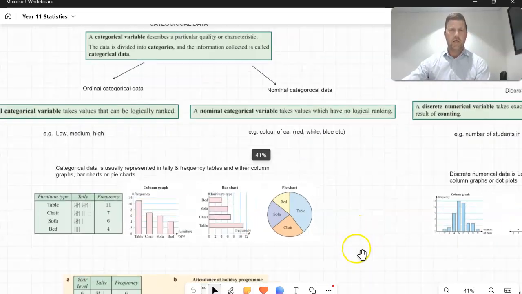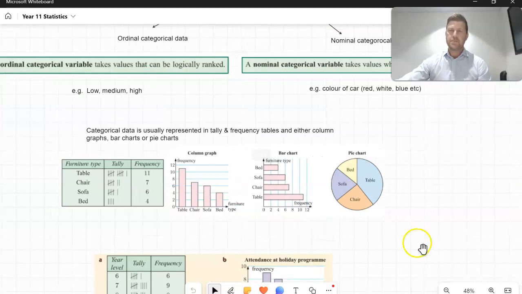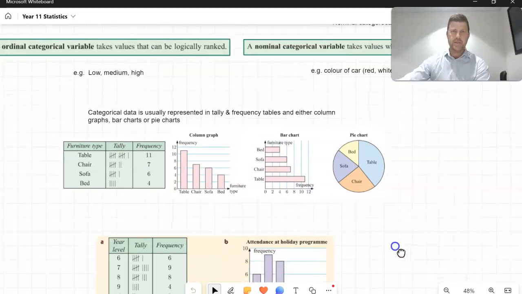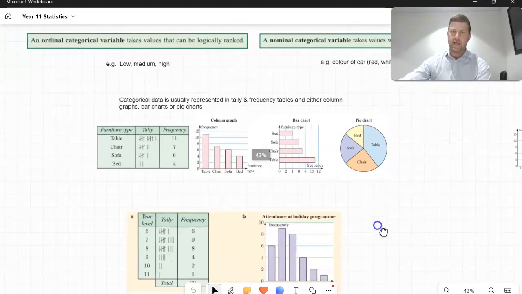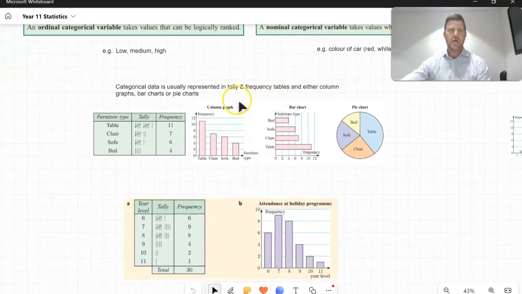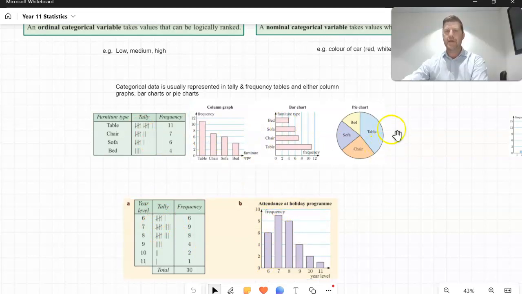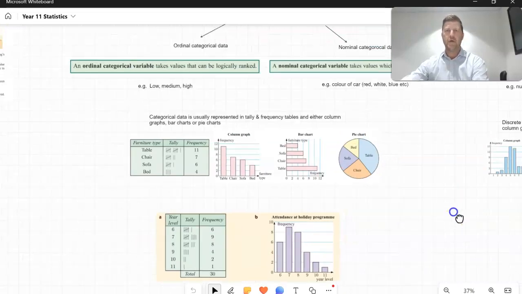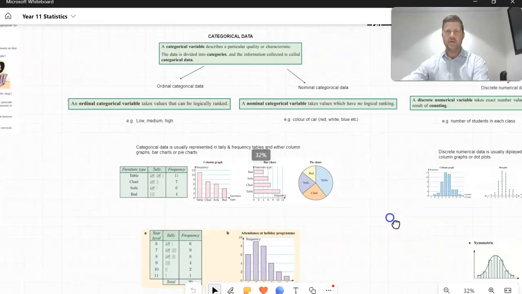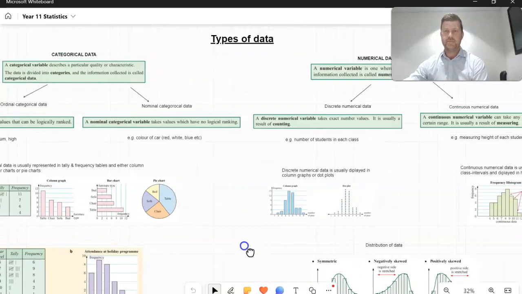Okay, the categorical data usually is displayed or represented in tallies, frequency tables, column graphs, bar charts, and pie charts, etc. So here's some examples of some tallies, some column graphs, and a pie chart. Okay, so that's categorical data for you. Pretty straightforward. Collecting data, and the response is a word.